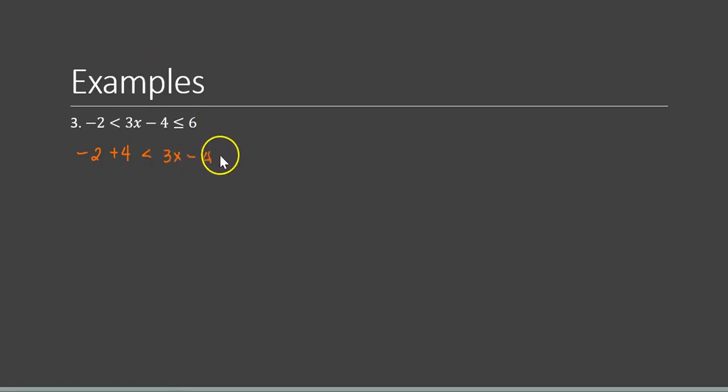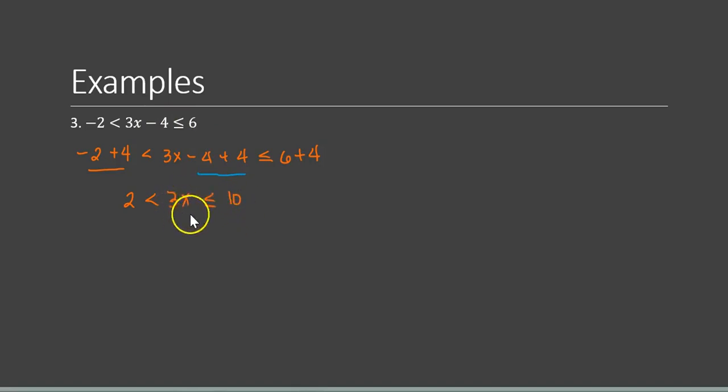x minus 4 plus 4, 6 plus 4. Then simplify this, so you'll have 2. And then this negative 4 and 4, this is our goal, to get rid of negative 4. That's why we added 4. So we'll only have 3x in the middle. And then on this side, you'll have 10.